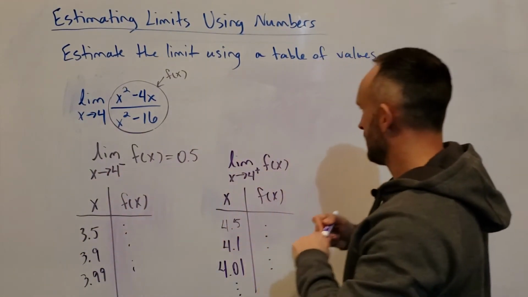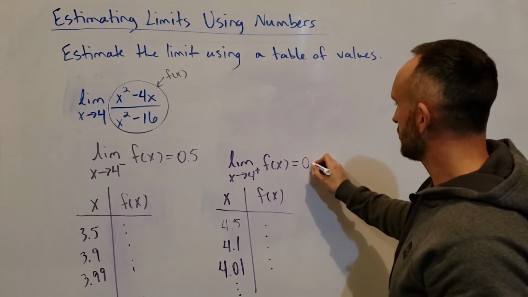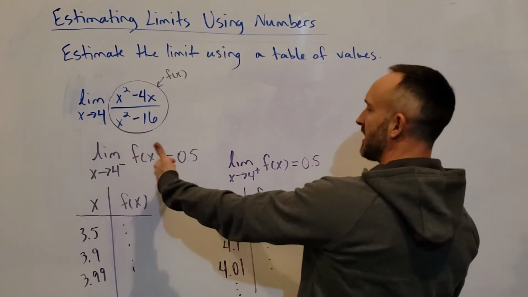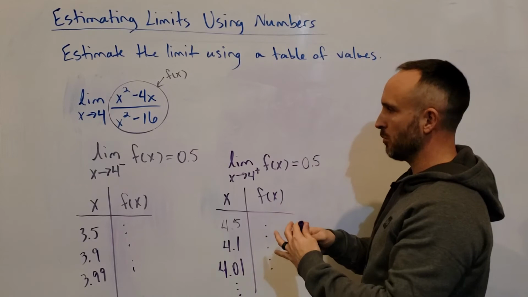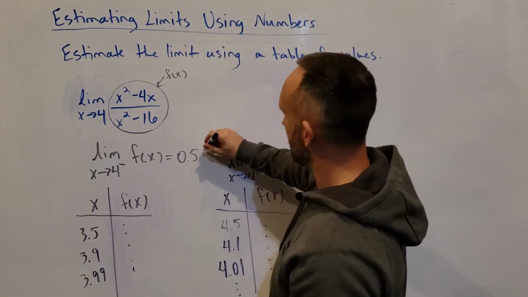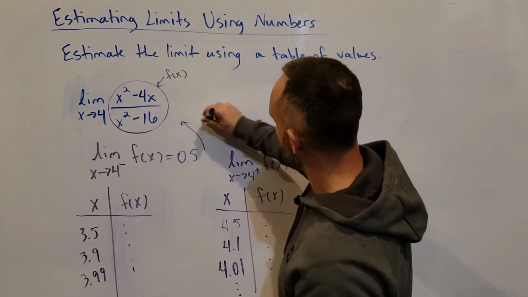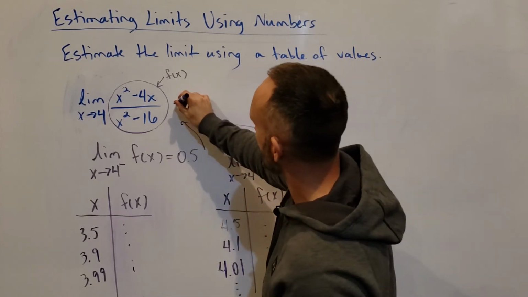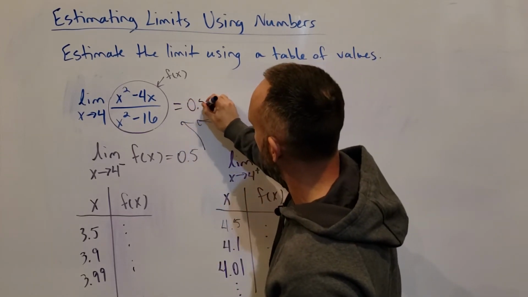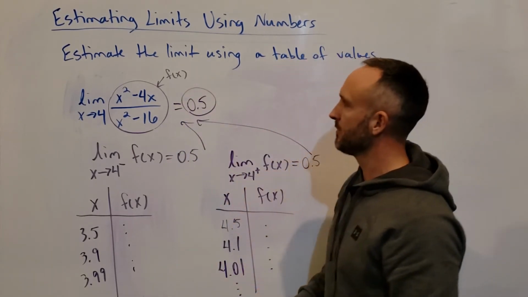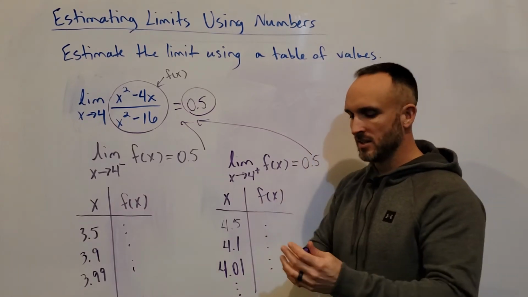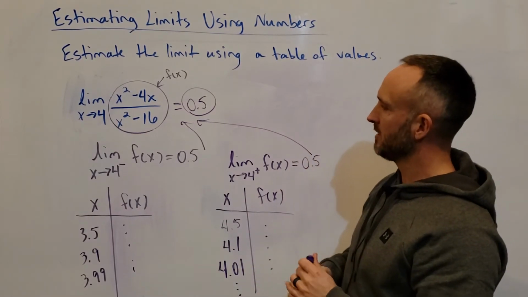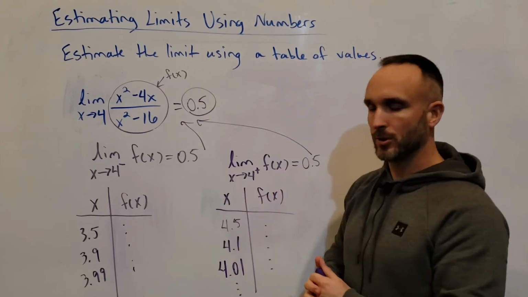So now, this guy is also 0.5, so the left-sided limit and the right-sided limit are getting close to 0.5, which means that, in turn, the two-sided limit, since these are equal, the two-sided limit also equals 0.5, or 1/2. And that's how you estimate the values of a limit using numbers, okay?